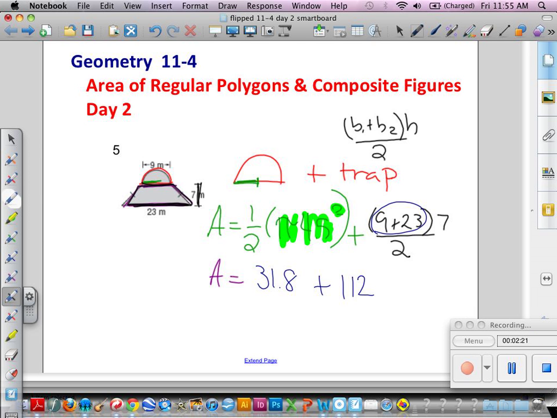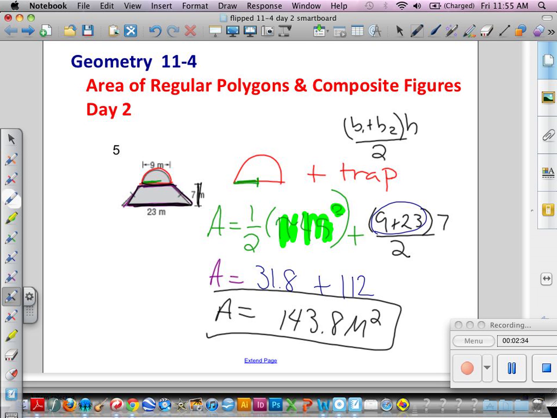So then I'm going to add those two areas together, and this is all of my work right here, people. I'm staying nice and organized. I got 143.8 meters squared.